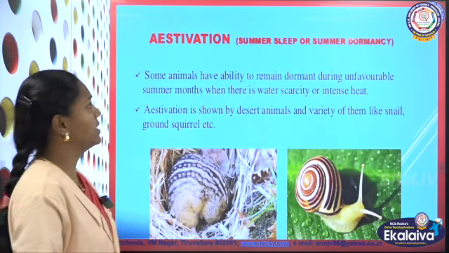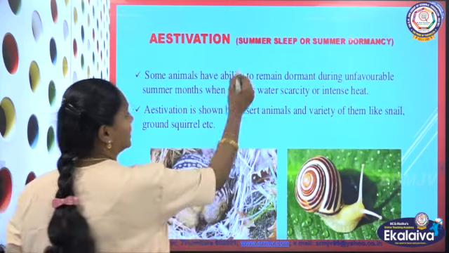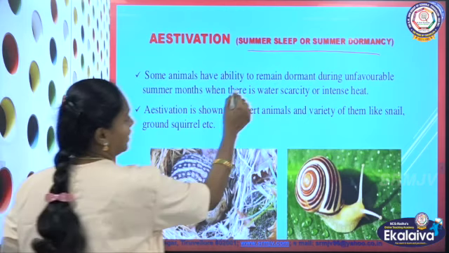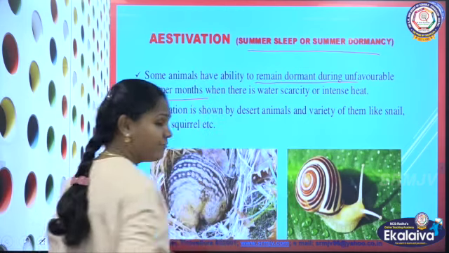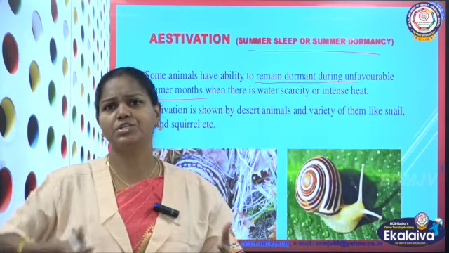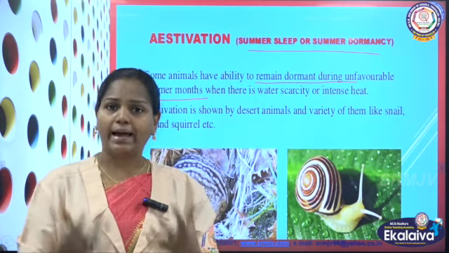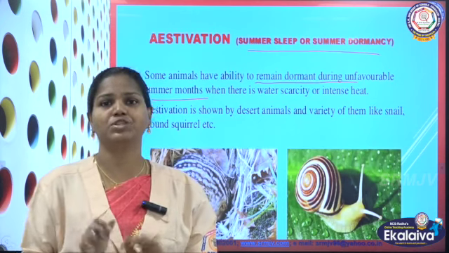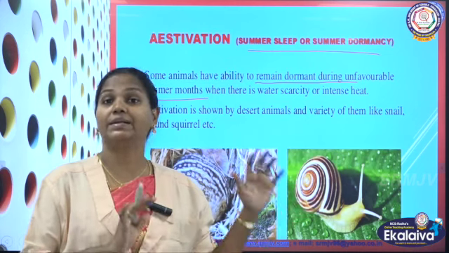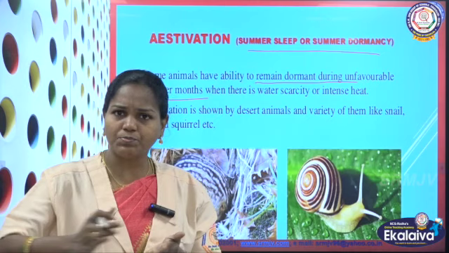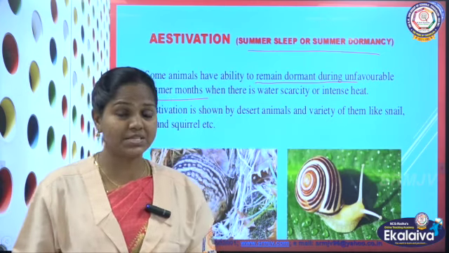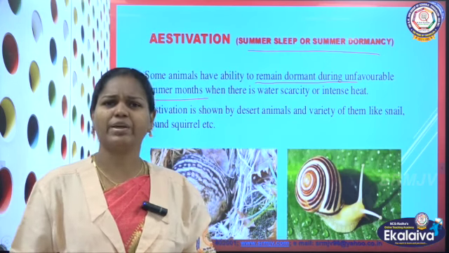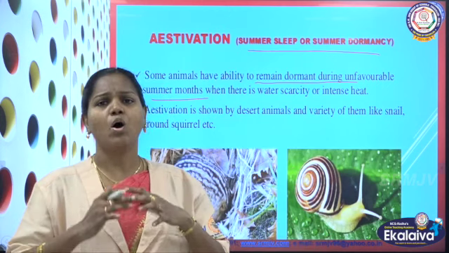Then the next one is estivation, commonly called summer sleep or summer dormancy. Some animals have the ability to remain dormant during unfavorable summer months because the temperature is going beyond the limit. They cannot adapt to that higher temperature. So, instead of fighting in that higher temperature, they will simply go for a resting. For even 6 months, continuously without wasting their energy, with the available conserved energy, they continue to survive. They stop all their life processes, all their movement.